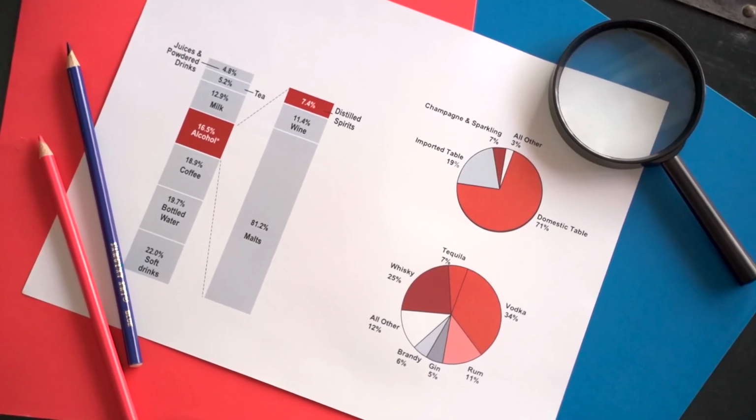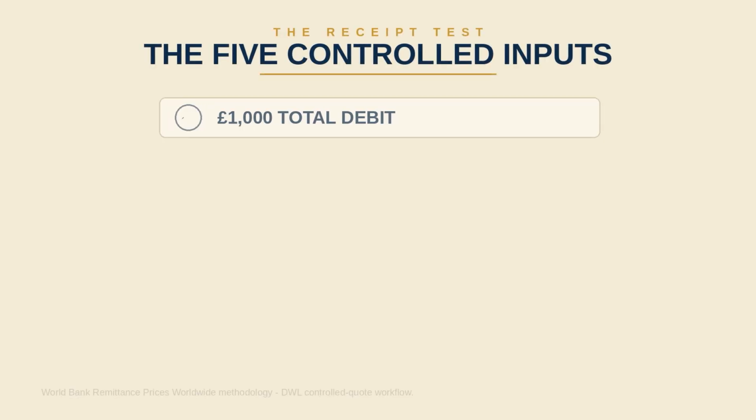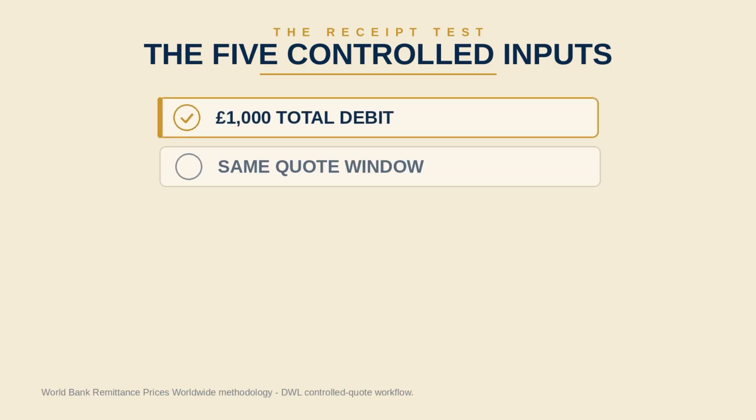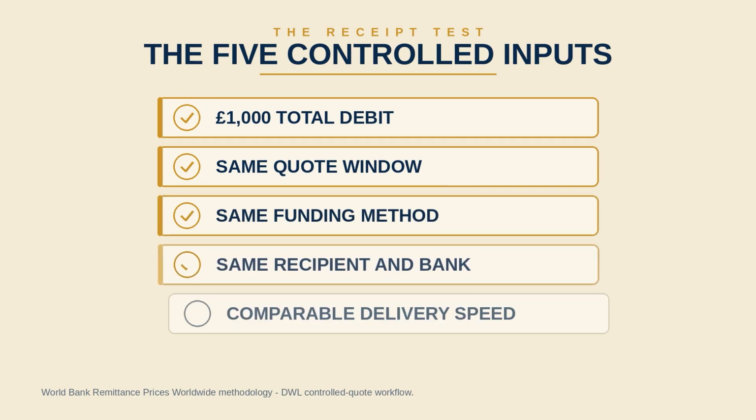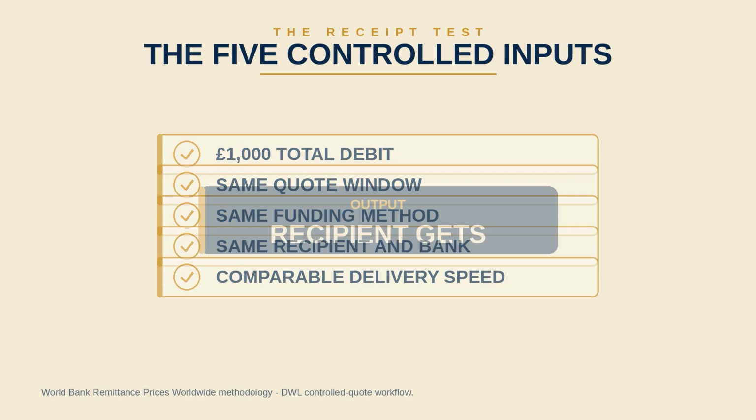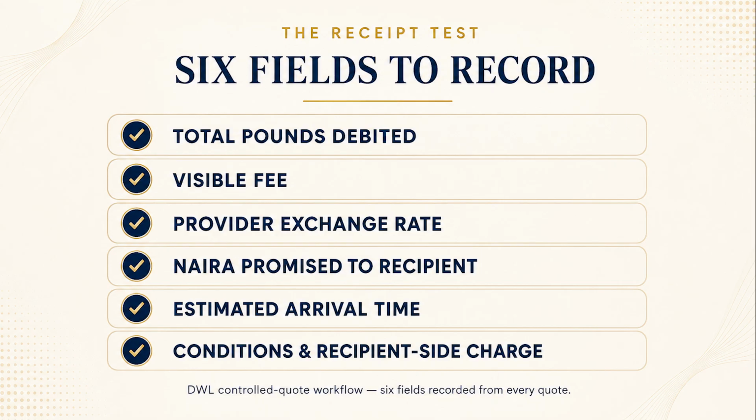A comparison only works when the inputs are controlled. Set the total debit to exactly £1,000. Use the same bank account or card funding method, the same named recipient, the same Nigerian bank account, and the same delivery option. Capture all quotes inside one short time window because exchange rates can move while you compare. For each quote, record 6 fields: total pounds debited, visible fee, provider exchange rate, naira promised to the recipient, estimated arrival time, and any stated conditions or recipient-side charge.